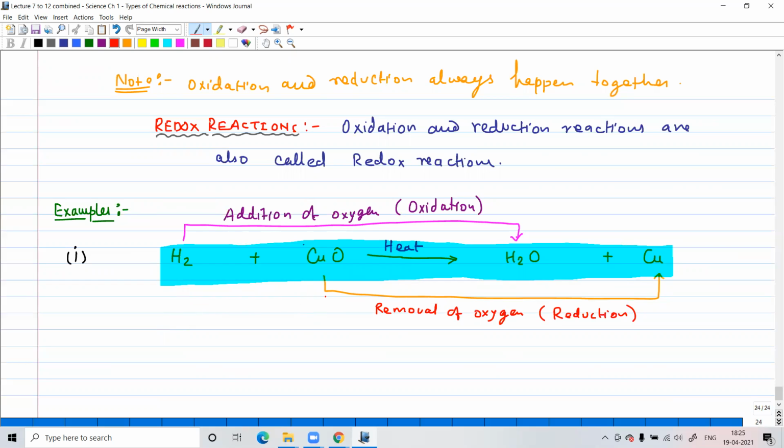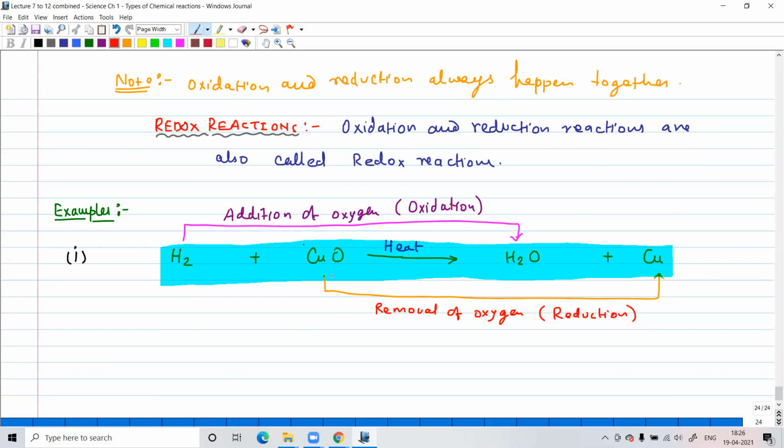So when that is happening, you see what happened here. The oxygen from here went to hydrogen. So oxygen got added. Where did it get added? To the hydrogen. So hydrogen is the one which is getting oxidized. So addition of oxygen is happening. From H2, it became H2O. So here oxidation happened.